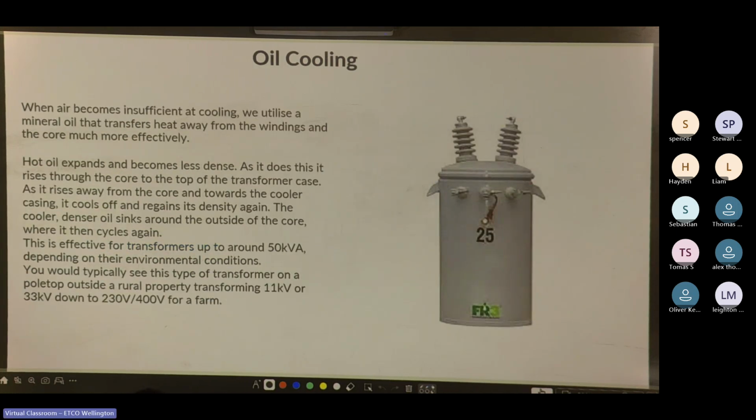Oil cooling is the next one. When air becomes insufficient at cooling, we utilize a mineral oil that transfers heat away from the windings and the core more effectively. Hot oil expands and becomes less dense. As it does this, it rises through the core to the top of the transformer case. As it rises away from the core and towards the cooler casing, it cools off and regains its density again. The cooler, denser oil sinks around the outside of the core, then it cycles again. This is effective for transformers up to around 50 kVA, depending on the environmental conditions.